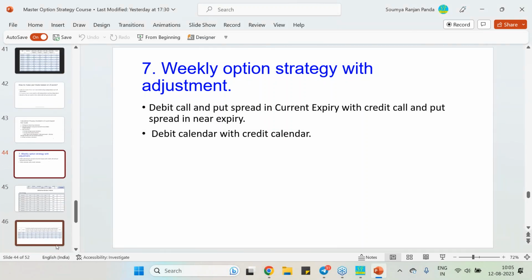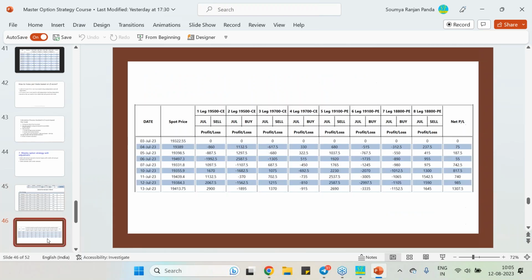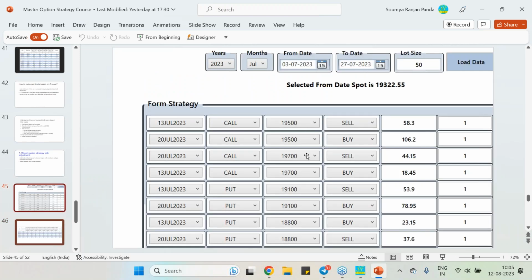Second, a debit calendar and credit calendar spread also you can form. I have shown you how these arrangements are done, with 13th, 20th, 13th, 20th, with 75% of credit, so that we should be making some profit out of that.